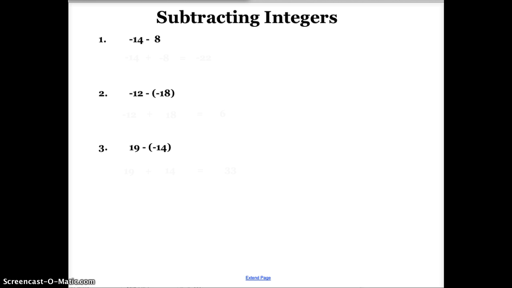Let's look at number 1. Number 1 reads -14 minus 8. Since subtracting means the same thing as adding the opposite, let's change the problem to addition. When I do that, I copy, change, or add the opposite. So the first number, -14, is going to be copied or stay the same. The subtraction sign is going to change to addition, and the positive 8 will change to -8.